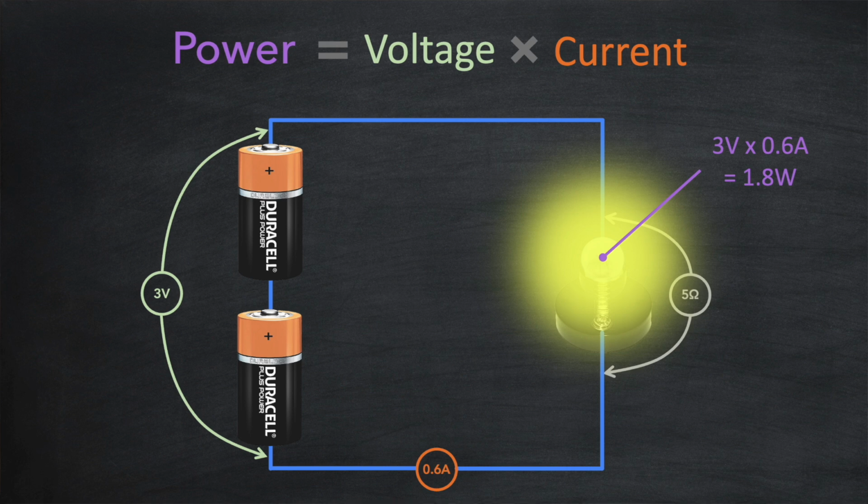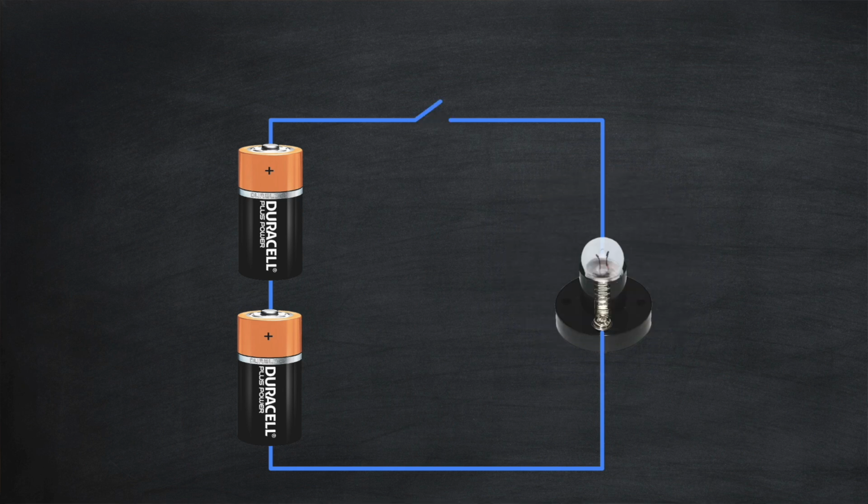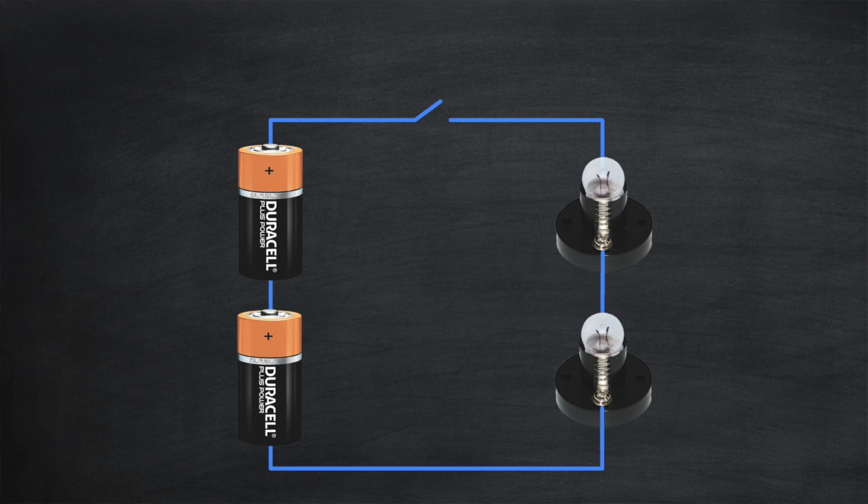Who'd have thought? Okay, that bulb's pretty bright. Let's switch off the circuit so we don't burn it out. And let's add another bulb in series. We still have 3 volts across the batteries. What will happen now if we switch the circuit on?